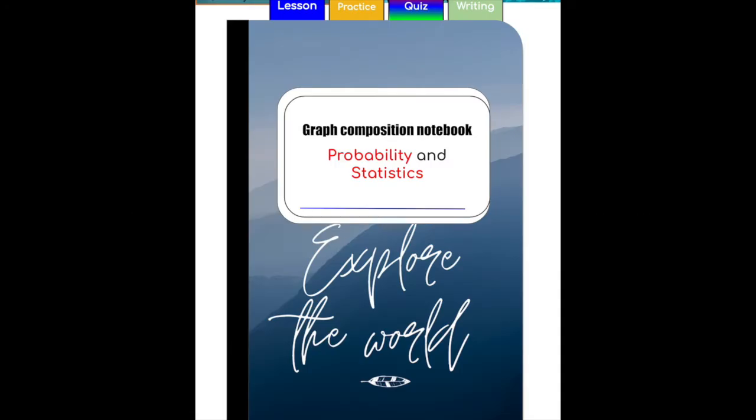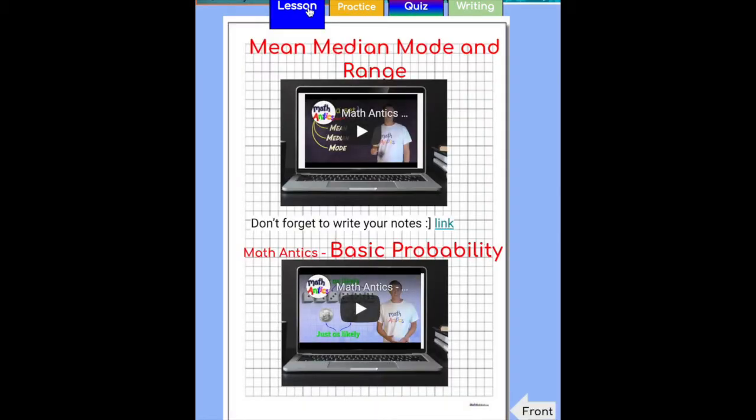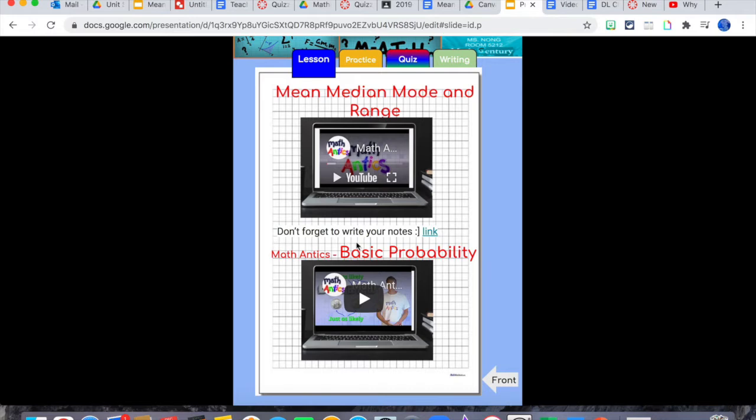Usually when you have a math notebook that presents you with the lesson, practice, quiz, and writing tabs over here on the top, you will be able to click on each of the tabs. Click on the tab and it will get you to the lesson. Don't forget to write your notes. And when we have a link right here, we usually give a Google Doc form where you can see my own handwriting or a student example of the notes that we like for you to write down. You may also watch the video and write down your notes straight from the video when I teach the lesson.